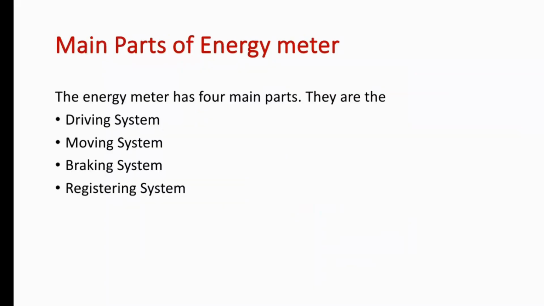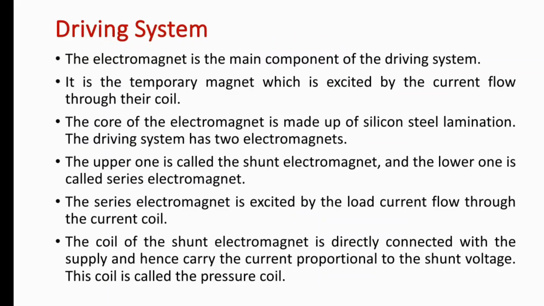We will explain them individually. The major parts of the energy meter are the driving system, moving system, braking system, and registering system. These four parts are very important, and we will see them one by one. The first one is the driving system. The main component of the driving system is the electromagnet. We have two electromagnets, one in the upper portion and another in the lower portion.